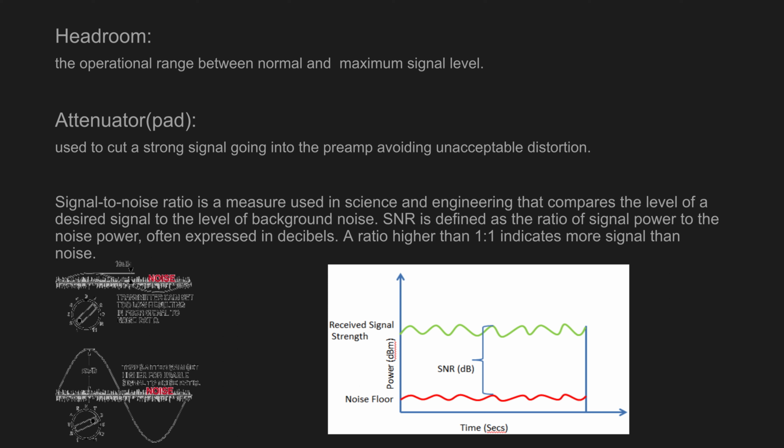Signal to noise ratio is a measure used in science and engineering that compares the level of a desired signal to the level of background noise. So signal to noise ratio is defined as a ratio of signal power to noise power. Okay, signal power to noise power, often expressed in decibels. A ratio higher than 1:1 indicates more signal than noise. Okay, here's a representation of that signal to noise ratio. Received signal strength, and here's your noise down here. So that's fine.